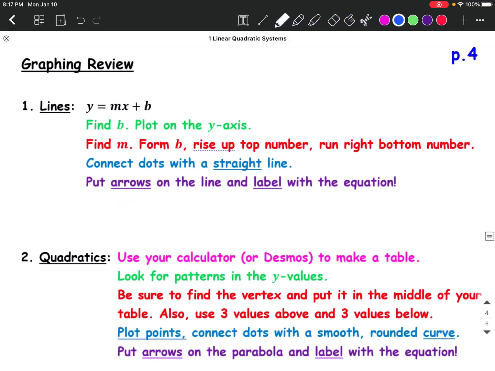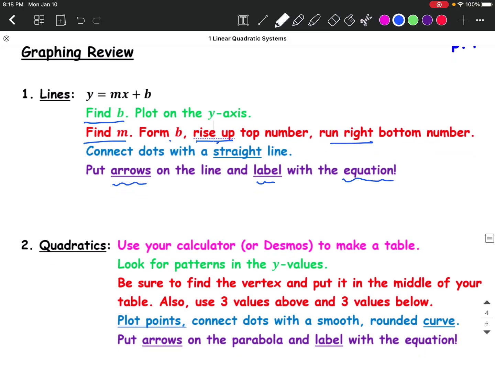So when we go to graph, when you have a linear function y equals mx plus b, you have to find b, the y-intercept, and plot it on the y-axis. You plot that point. Then you find the slope m, and from b, you rise up the top number and run right the bottom number. Connect the dots with a straight line, put arrows on the line, and label it with the equation. Please do not make me take off points because you didn't label the equation, okay?